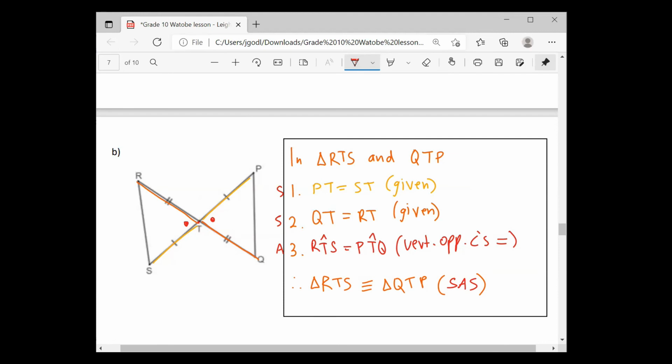We have two sides that are the same. We have an angle that is the same. And so we can say that they are congruent because of side angle side. Well done, guys. You've done a lot of work today. You should be very proud of yourselves, especially for Thursday afternoon. And that is where we are going to stop.